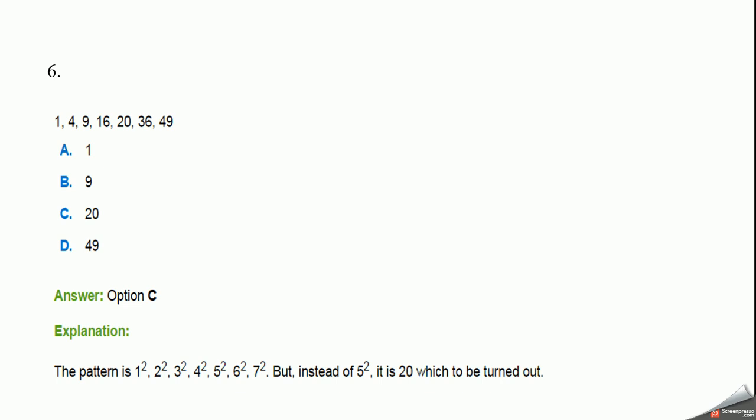Next problem: 1, 4, 9, 16, 20, 36 and 49. In that situation also, each number is a perfect square: 1 is a perfect square of 1, 4 of 2, 9 of 3, 16 of 4, but 20 is not a perfect square, 36 is a perfect square of 6 and 49 is a perfect square of 7. So 20 is the odd one out.